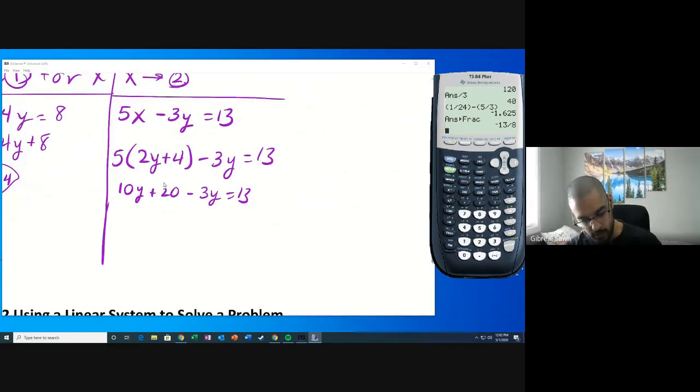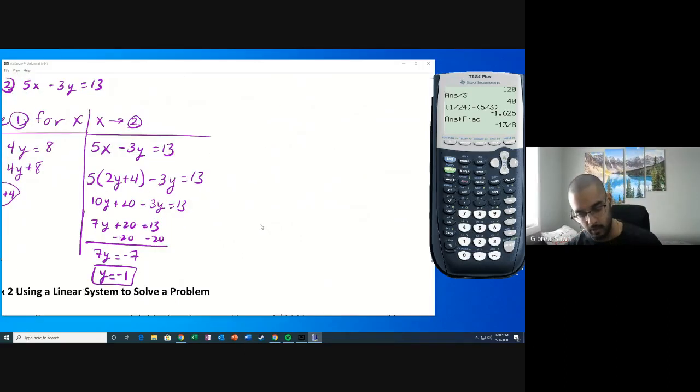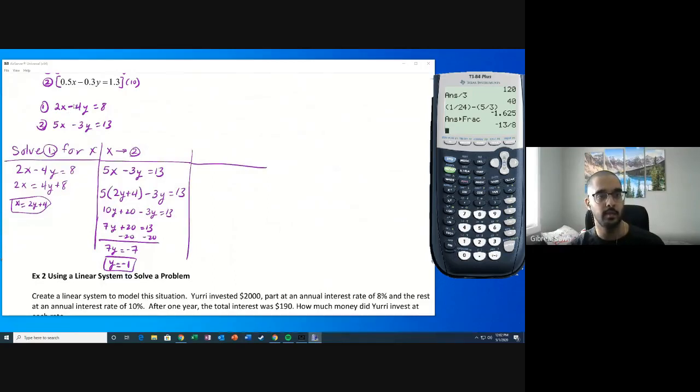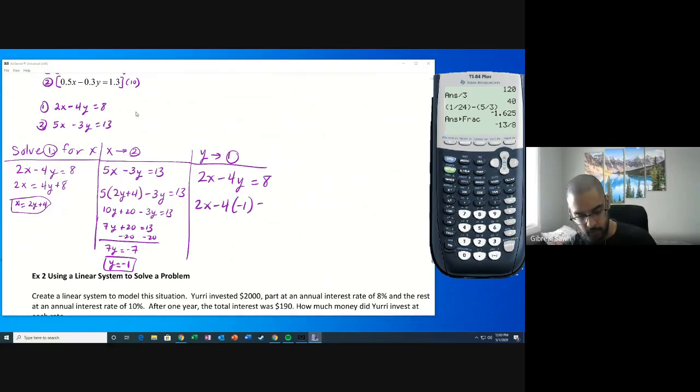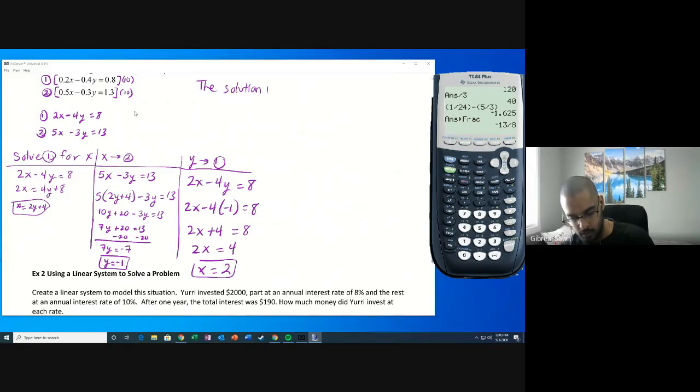So this means that 7y plus 20 equals 13. If you subtract 20 from both sides, 7y equals negative 7, so y is equal to negative 1. Now that I know what y is, plug it into one of those other equations. It doesn't really matter which one at this point, either 1 or 2, or even the original ones. I'm going to again pick 1. So y is going to go into 1. That says 2x minus 4y equals 8. Y is -1, so 2x minus 4 times -1 equals 8. So 2x plus 4 is equal to 8, which means 2x is equal to 4. X should be equal to 2. So now I know the solution is the point (2, -1).